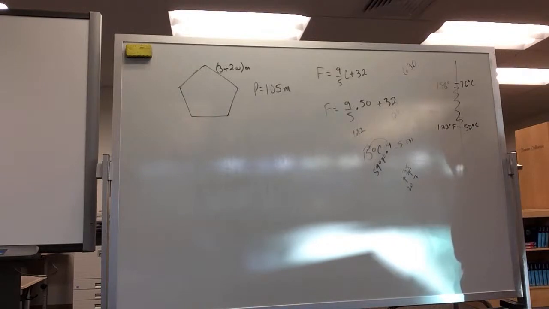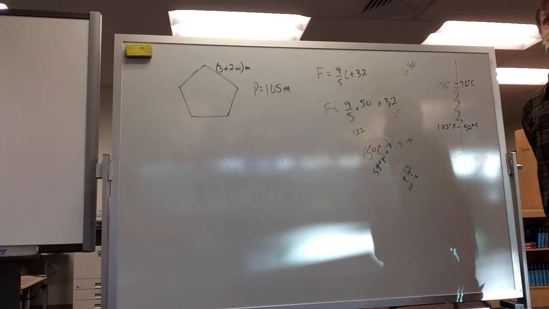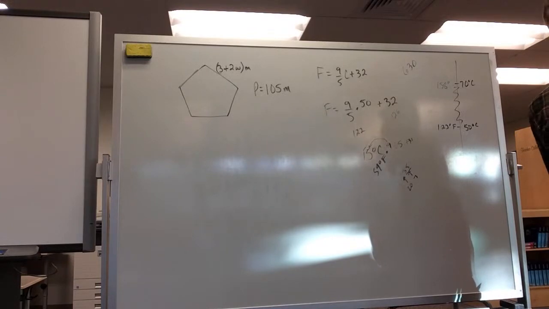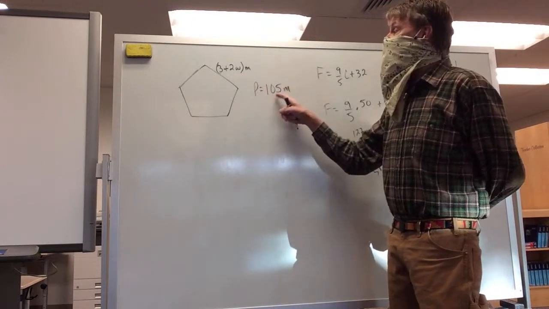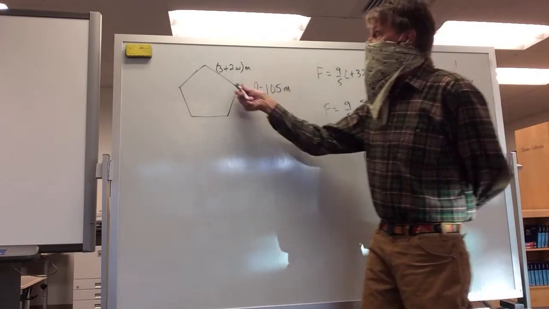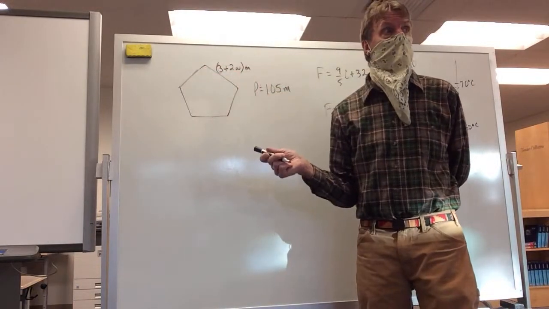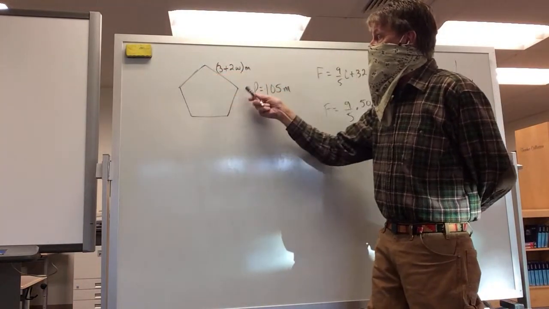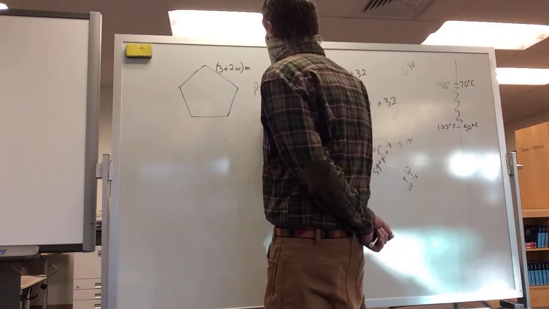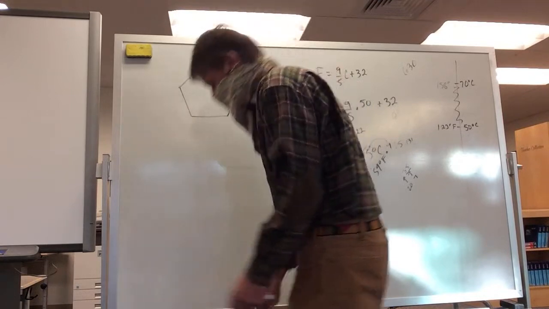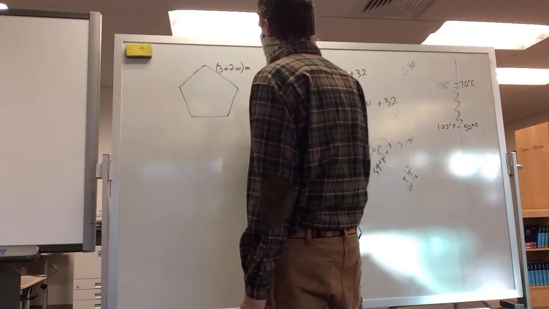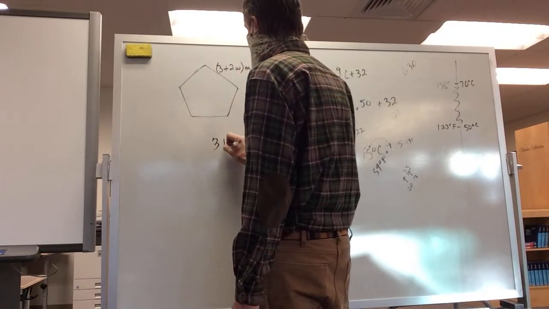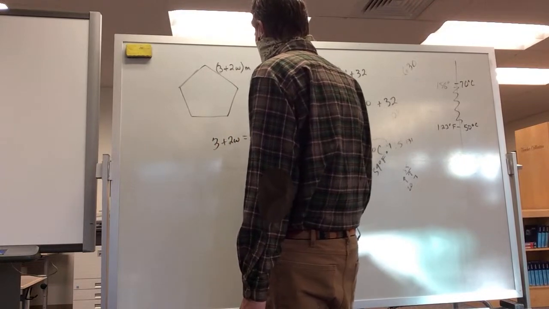You want to divide by 5? Why would you divide by 5? Because that's one side, and then the other. Okay, would you divide this by 5 or that? The perimeter. Oh, you might take that and divide it by 5, because everything is 3 plus 2W, isn't it? So that means 1/5 of it is one side. Okay, so what's 105 divided by 5? That's 21. So this 3 plus 2W meters is equal to 21.